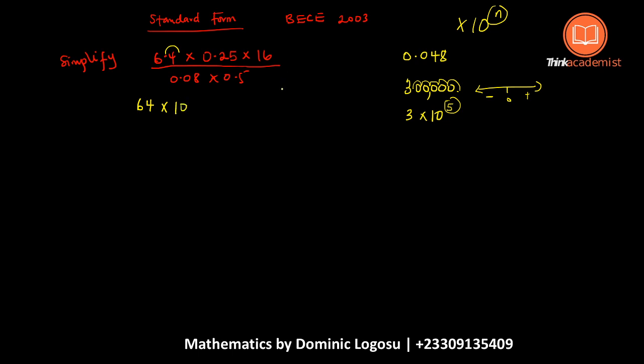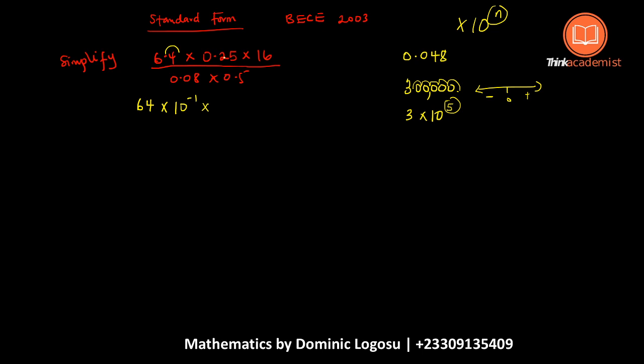What direction did I flip to? I flipped to the positive, the right hand side. So it means my charge should be negative. So it becomes 10 to the power negative 1. Okay, then I do my multiplication.